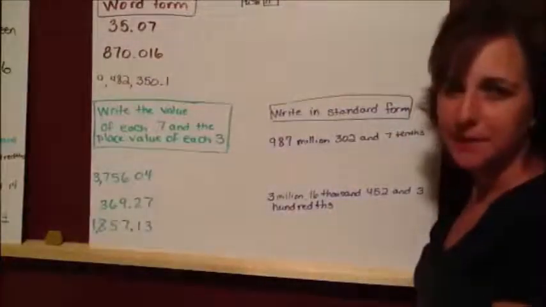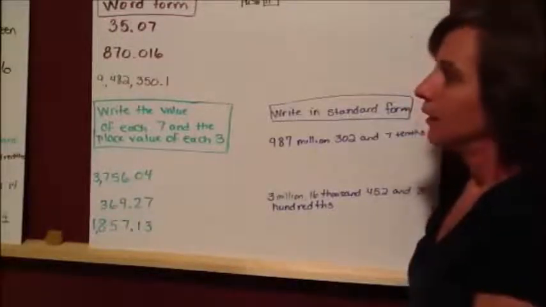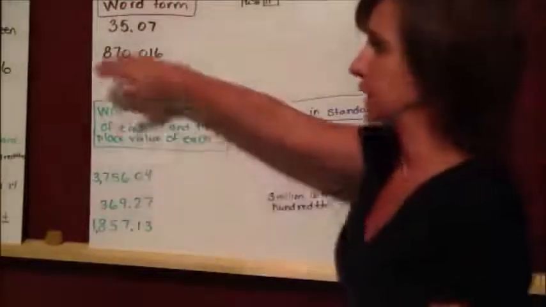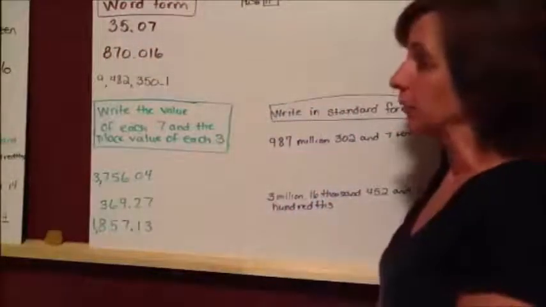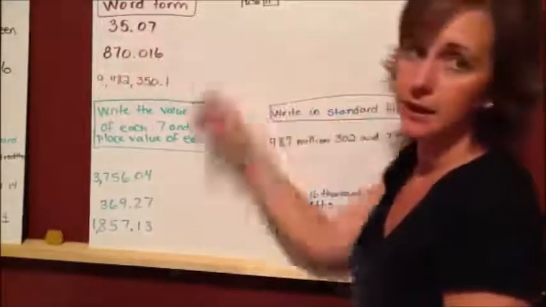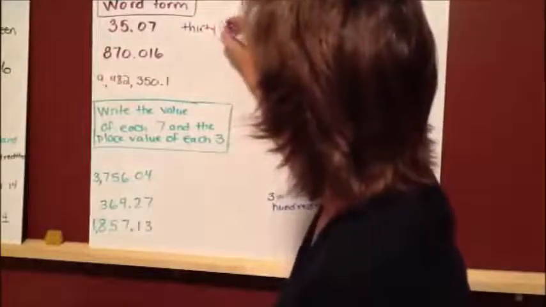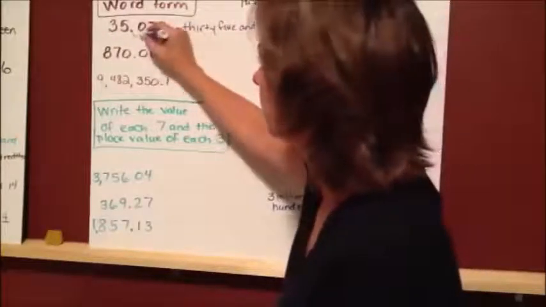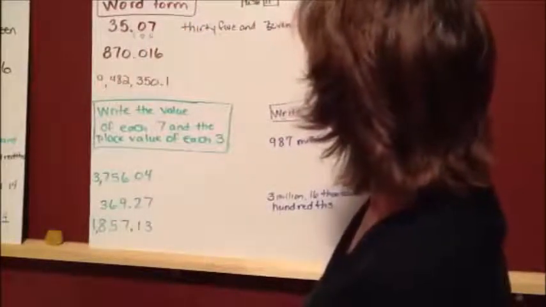So, push pause and see how you do. Each of these we're going to write the word form for, which means we have to be able to correctly read it to know how to write it. And whatever we read is what we're going to write. This would say 35 and 7/100ths. And you would write 35 and 7. And because this is 2 zeros, we would write hundredths.